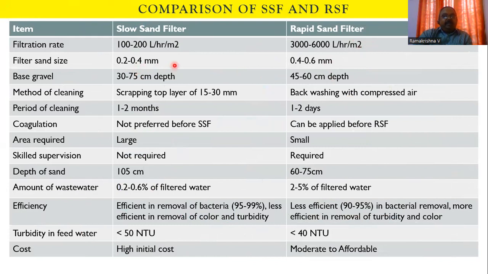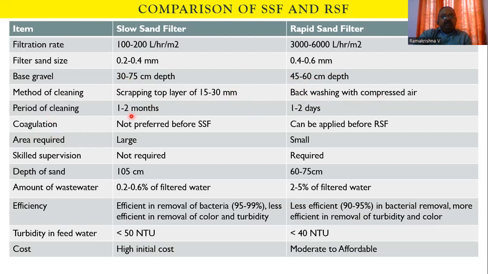Filter sand size finer for slow sand filter, coarser for rapid sand filter. Base gravel 30 to 75 centimeter depth. Usually we'll put around 50 to 60 centimeters in between, whereas for rapid sand filter 45 to 60 centimeter depth. Method of cleaning, if you look at the top 15 to 30 mm sand bed is scrapped during cleaning, and backwashing is done with compressed air for rapid sand filter.